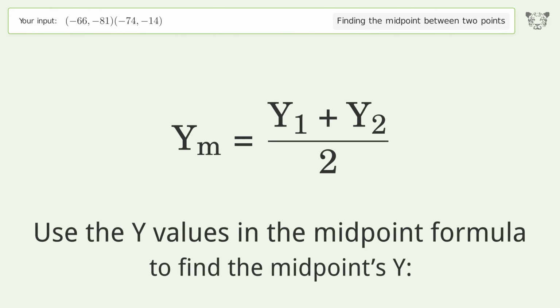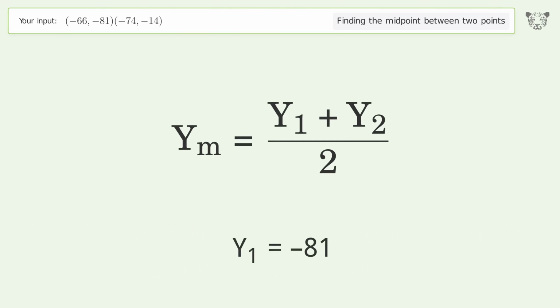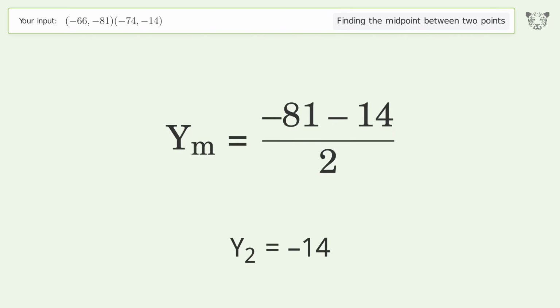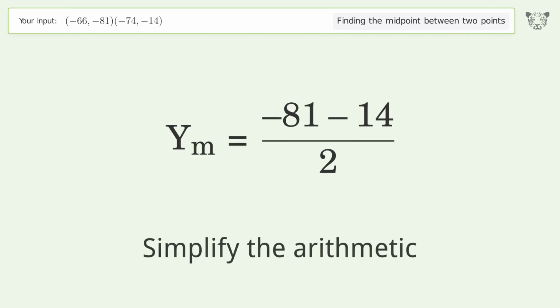Use the y values in the midpoint formula to find the midpoint's y. y1 equals -81. y2 equals -14. Simplify the arithmetic.